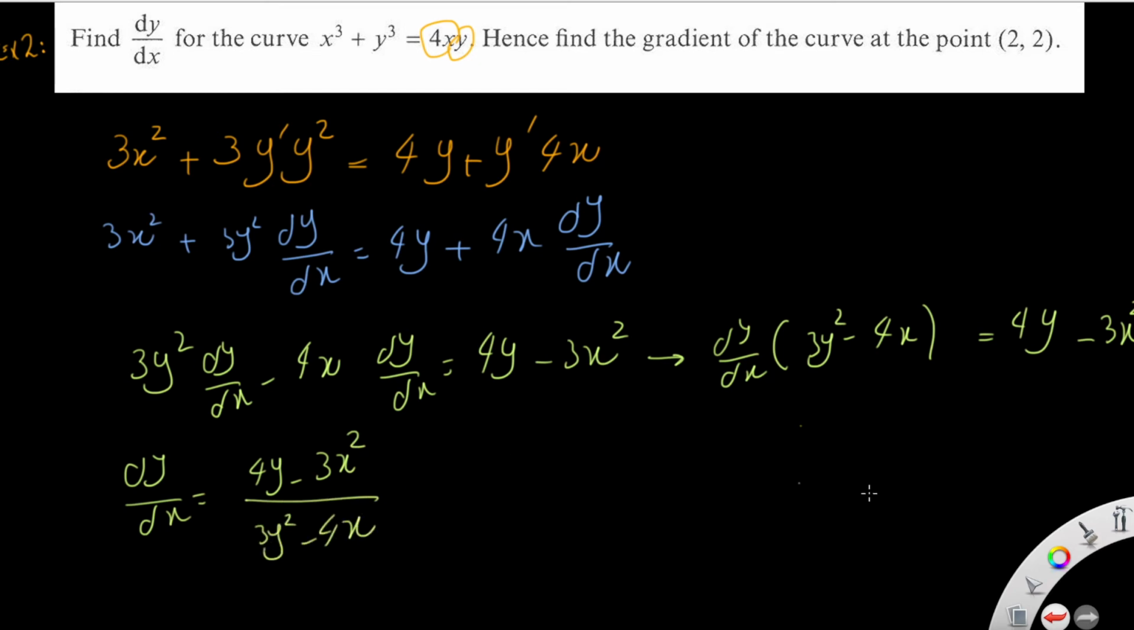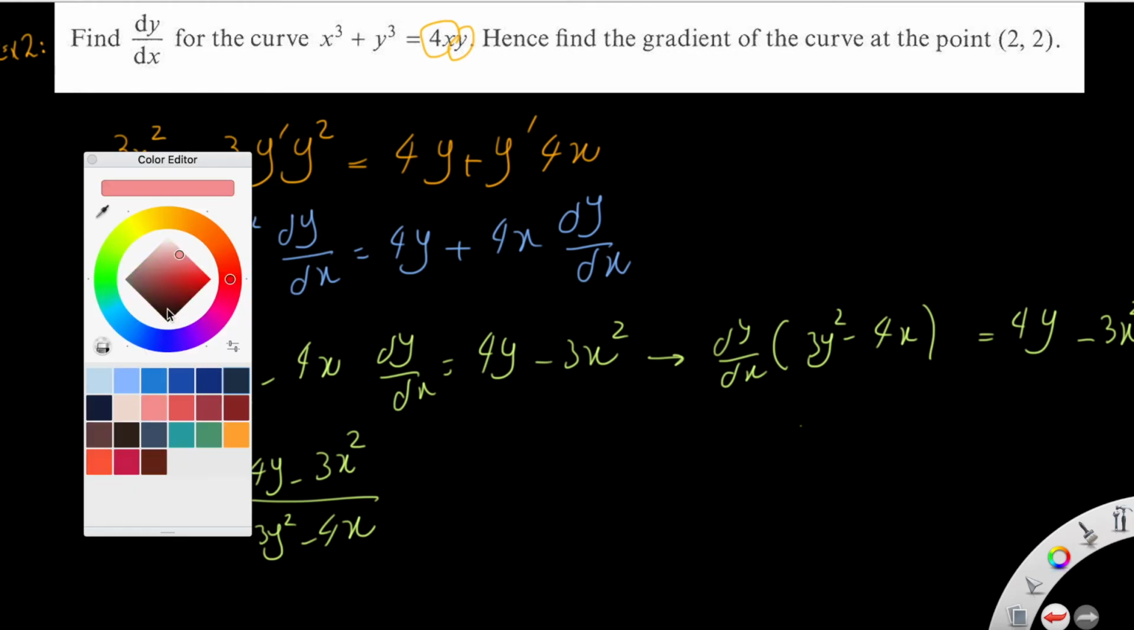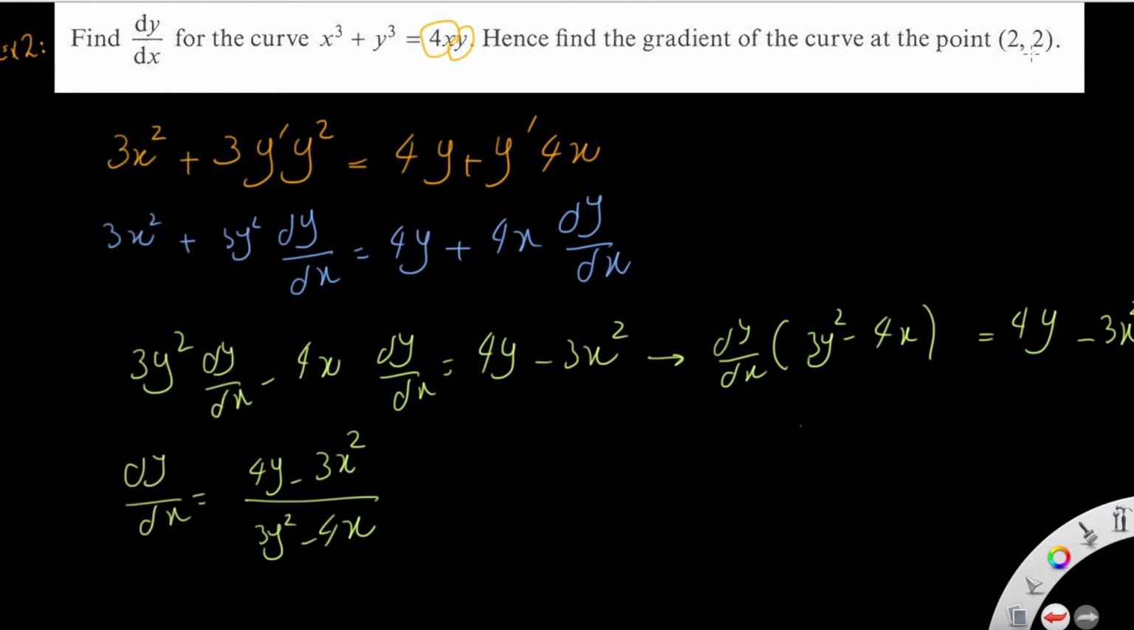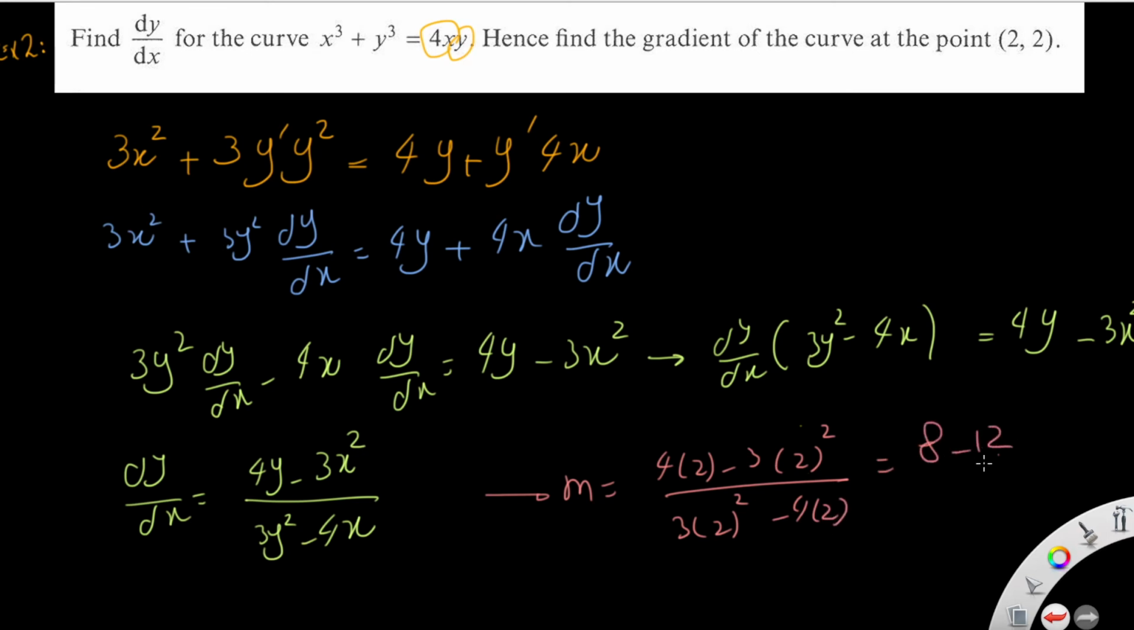It is dy dx. Next part wants you to find the gradient at points 2 and 2. So just replace. So it will be 4 times 2 minus 3 times 2 to the power of 2, over 3 times 2 squared minus 4 times 2. It will be 8 minus 12 over 12 minus 8, which is minus 4 over 4, giving you an answer of negative 1.